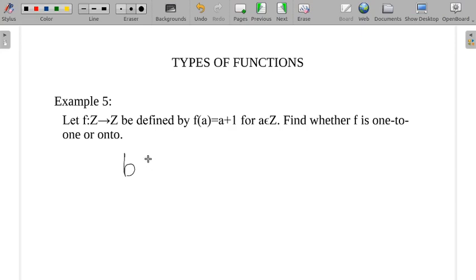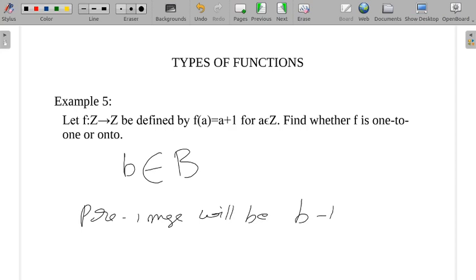Take any element b, any image b which belongs to set B. So how do you undo the function? How to find the pre-image? For an element a, if you add 1, it becomes the image. So from the image, if you subtract 1, it becomes the pre-image. So the pre-image will be b minus 1, which belongs to our Z.